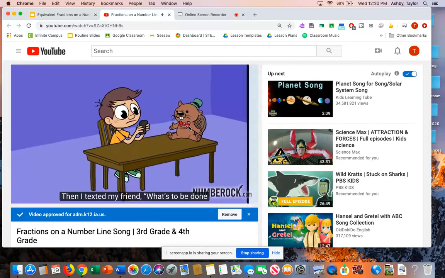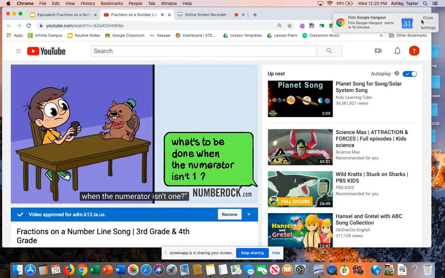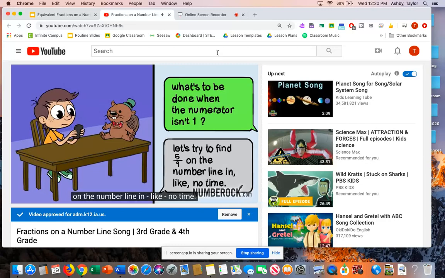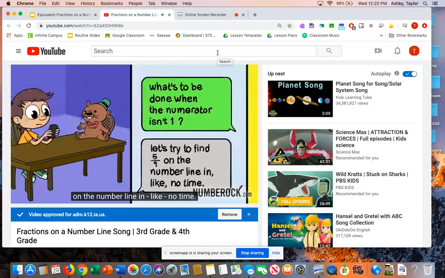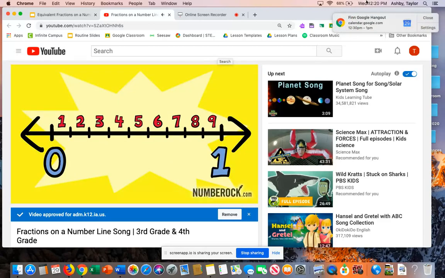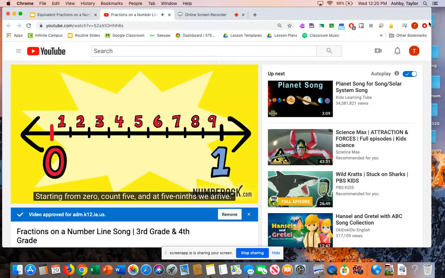Then I texted my friend, what's to be done when the numerator isn't 1? She said, let's try to find 5/9 on the number line in like no time. Simply partition 9 parts from 0 to 1. Starting from 0, count 5, and at 5 ninths we arrive.